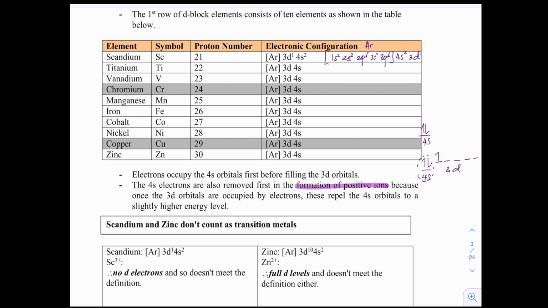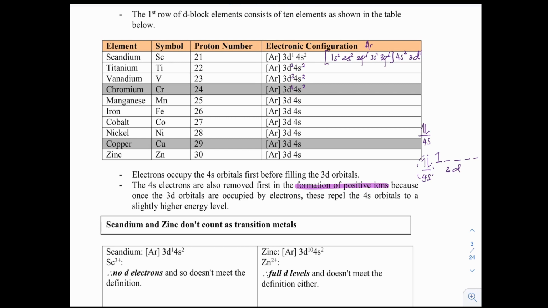Alright, so therefore, for titanium, which has 22 electrons, it will be argon, 18 electrons here, followed by 4s2 and 3d2. Whereas for vanadium, it has 23 electrons, so it is 4s2 and 3d3. For chromium, it would be 4s2 and 3d4.